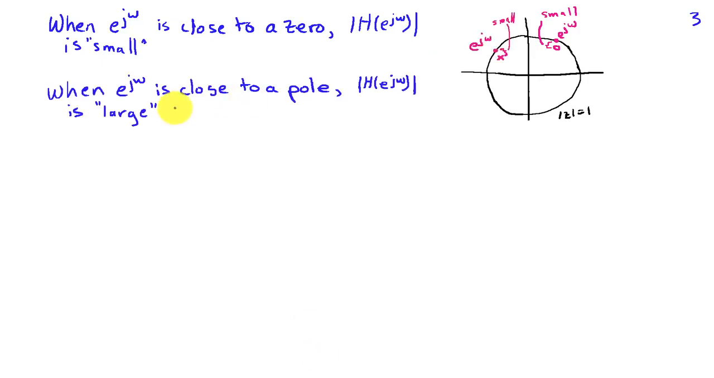On the other hand, when e to the j omega is close to a pole, then, again, this distance between e to the j omega and the pole becomes small, but that distance shows up in the denominator. So as this distance becomes close to 0, it causes the magnitude of h of e to the j omega to become large.